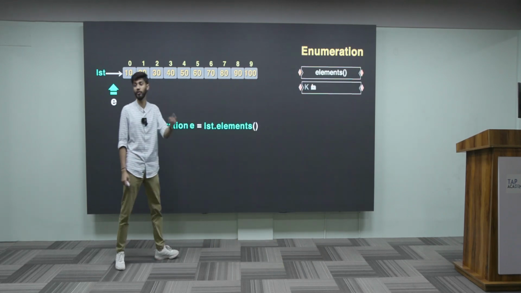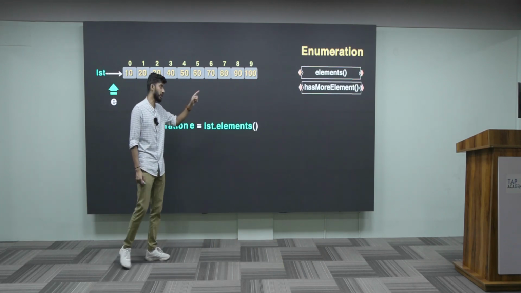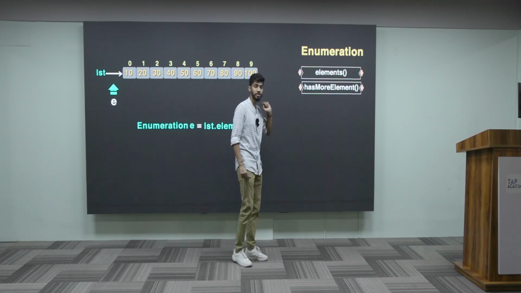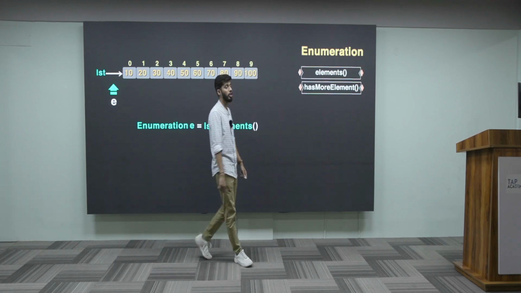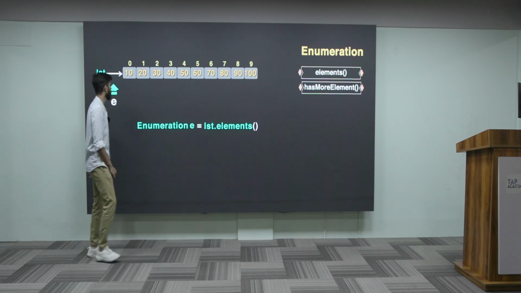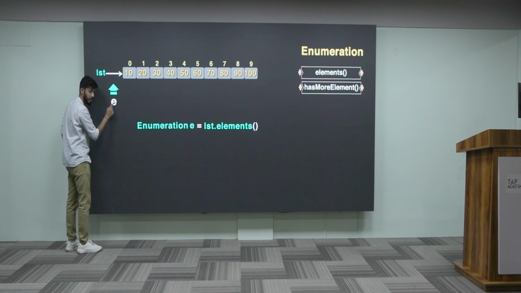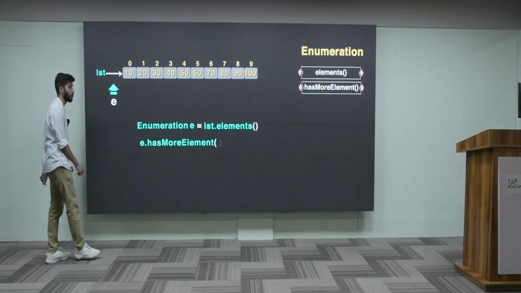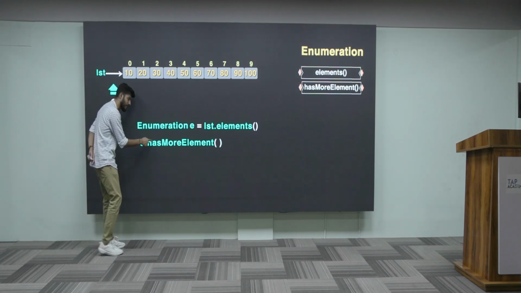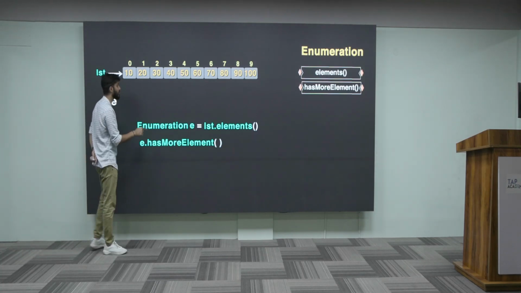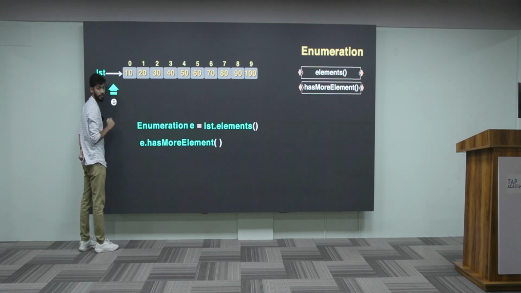So if you want to know whether there are more elements, you need to say hasMoreElements. How do I call this hasMoreElements, if you ask me? You should not say lst dot hasMoreElements, rather you need to say E dot hasMoreElements. So if I simply say E dot hasMoreElements like this, this will just tell me whether there are more elements in this list or not.